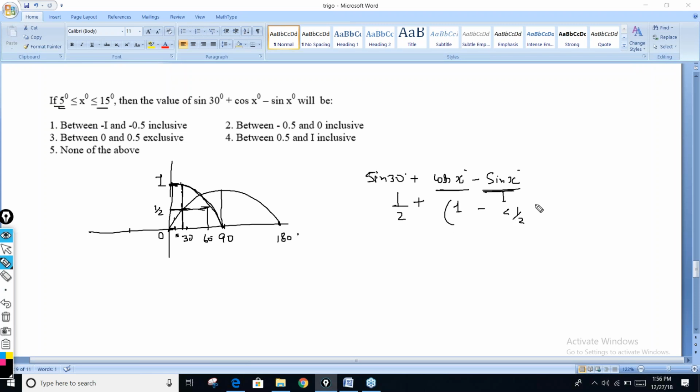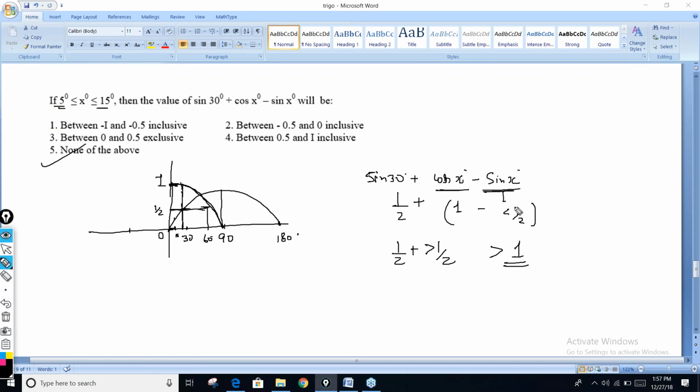So if you see the difference, this difference will be definitely more than half. If this difference is definitely more than half, the answer is definitely going to be more than 1. So which option will satisfy it? It is definitely positive, it is not minus 0.5. So the answer should be more than 1, which is none of those.